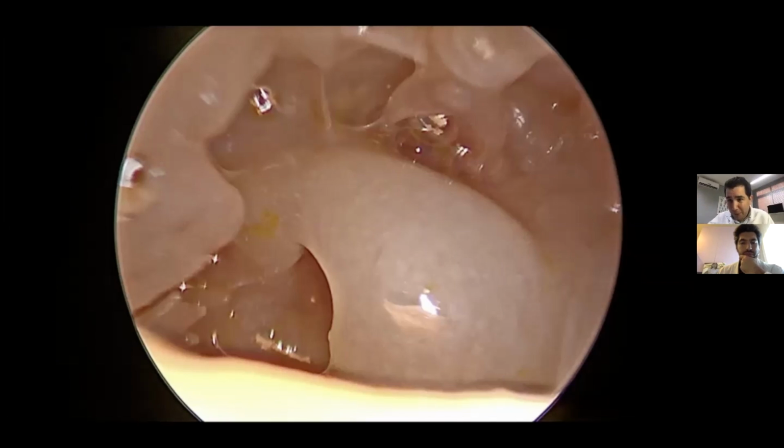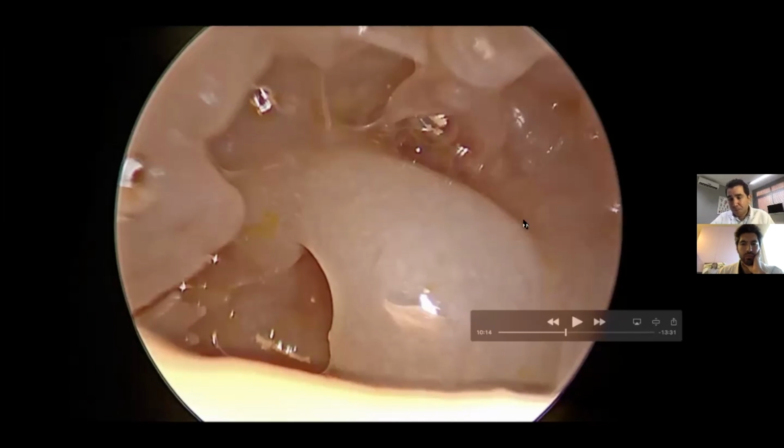Residual disease is when you leave disease during the first surgery. Recurrence is when you remove the disease completely, but the disease appears again. So this is the stapes here. This is anterior, posterior, superior, and inferior. This is the round window niche, and this is the oval window niche. So this is the retrotympanic area.